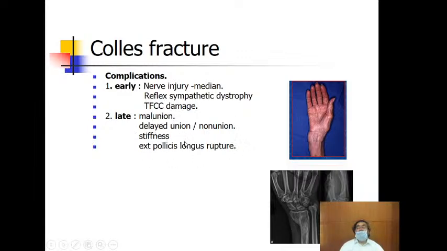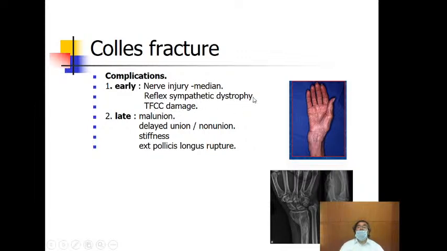Another important complication here in Colles fracture is rupture of the extensor pollicis longus tendon. This tendon, which helps the wrist and the thumb, may get ruptured because of the constant friction from the movements of the wrist. So you can get this. You should have this in your mind to diagnose it once it happens.